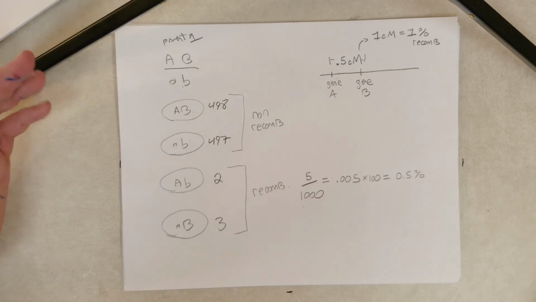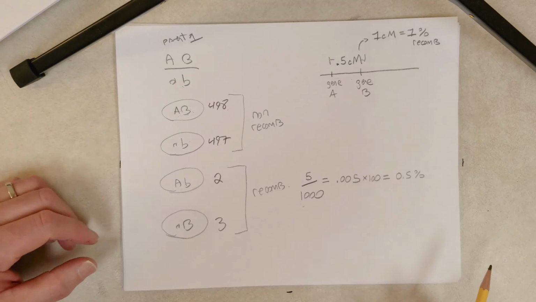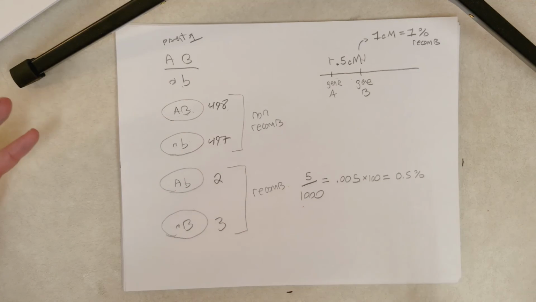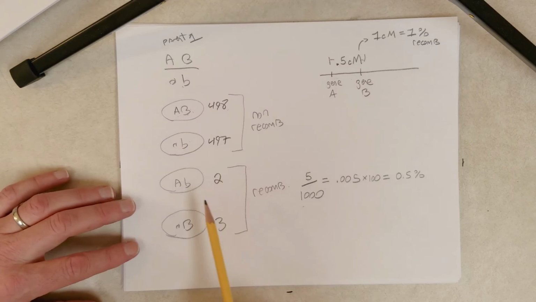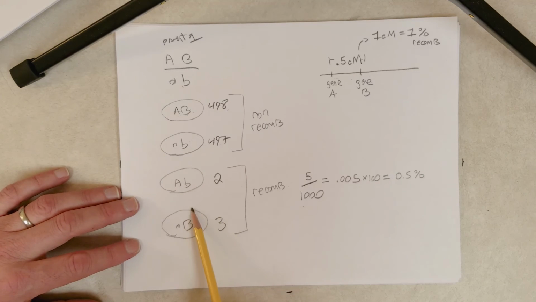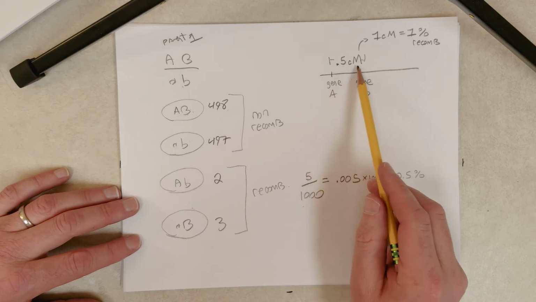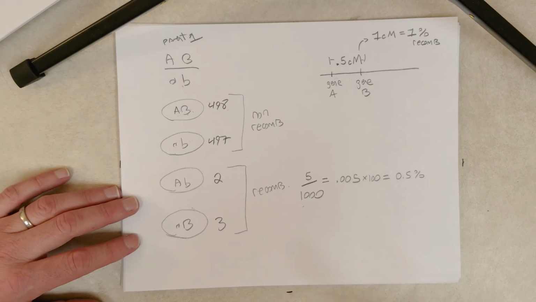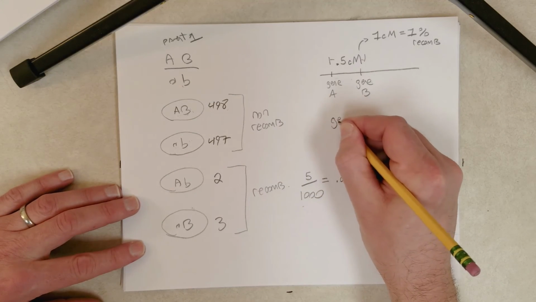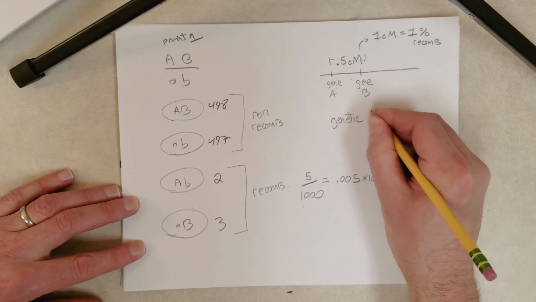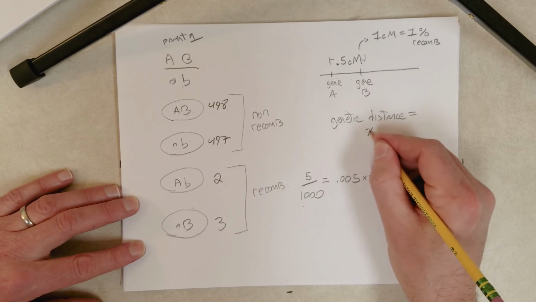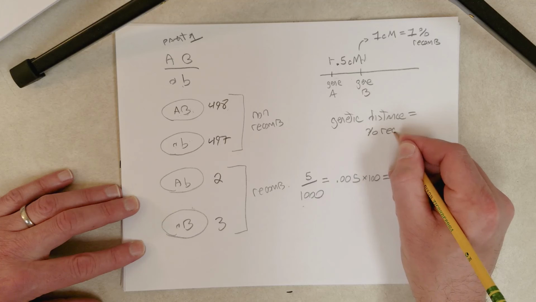You do a cross, and you determine the number of gametes produced that are a result of recombination. Said another way, you determine the percentage of recombinant gametes that were formed. And that's the genetic distance between gene A and gene B. So genetic distance is equal to percent recombination.